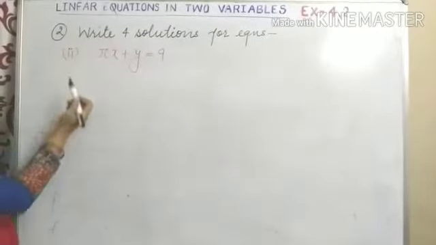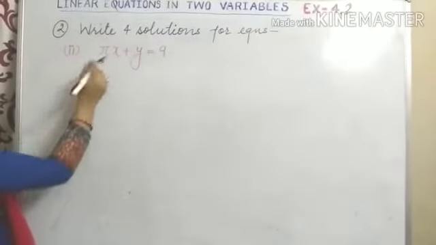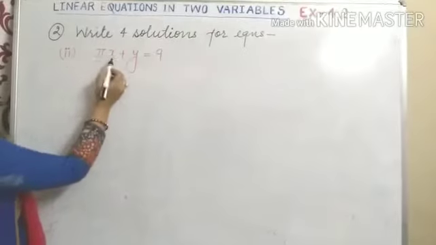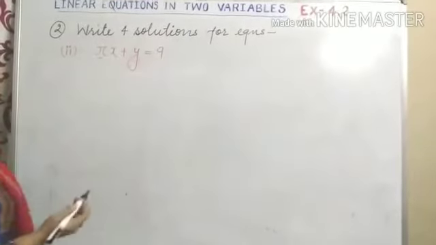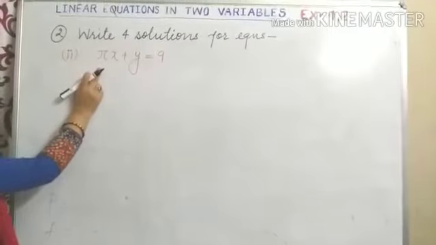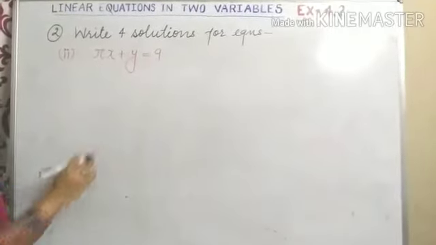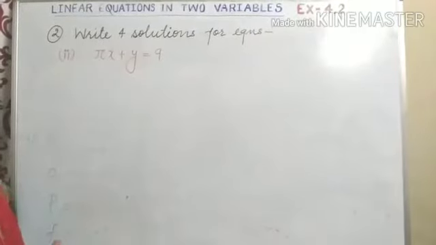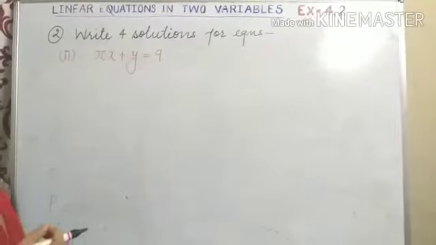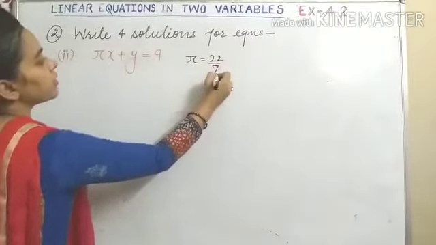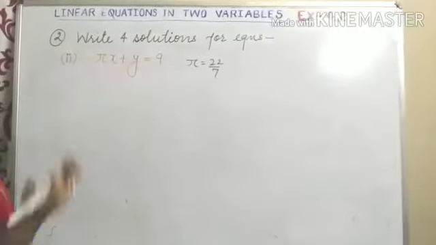Second question, second part. Again, we have to find 4 solutions for this. This is pi x plus y equal to 9. Don't worry about this pi. This is a constant, and in general it is used in word problems, and it is always given that we have to use some value of pi, like sometimes pi is given as 22/7, but here we need not worry about this because we have to take it as a constant term.